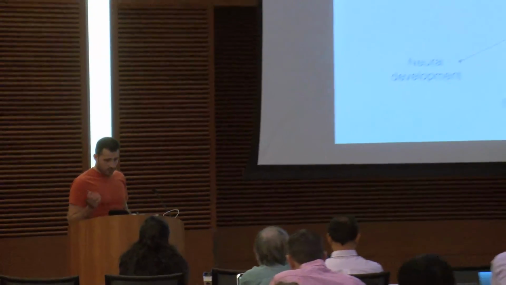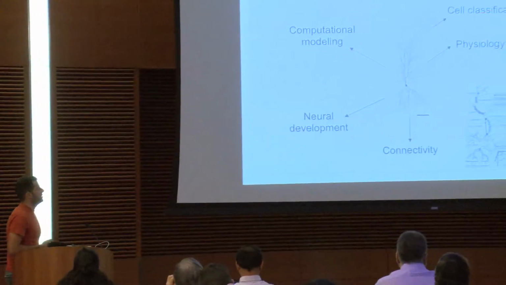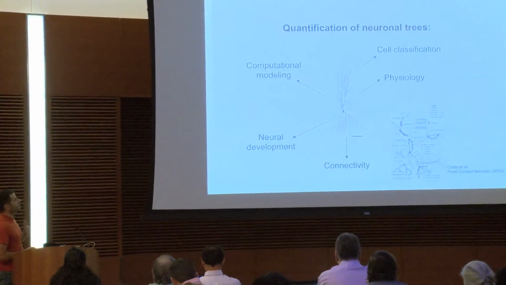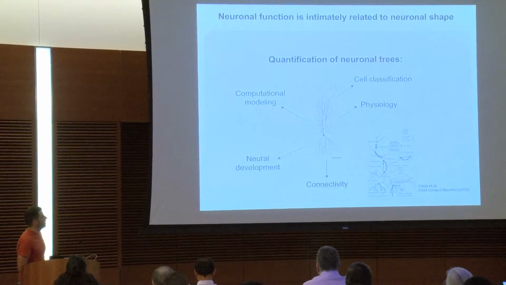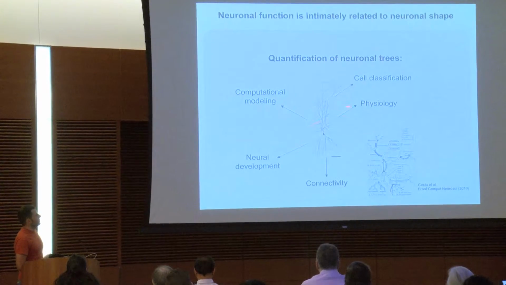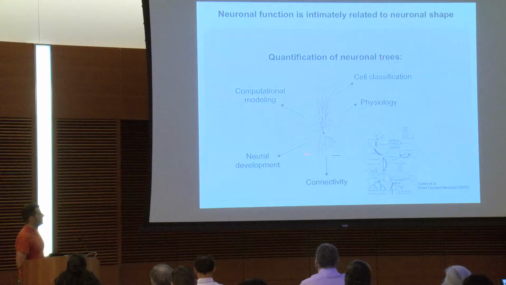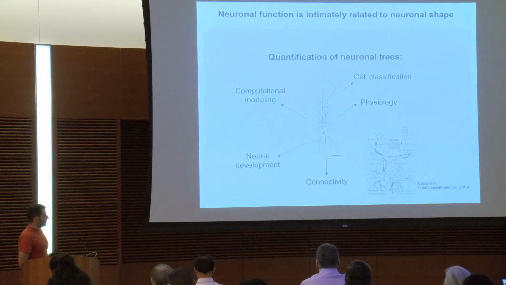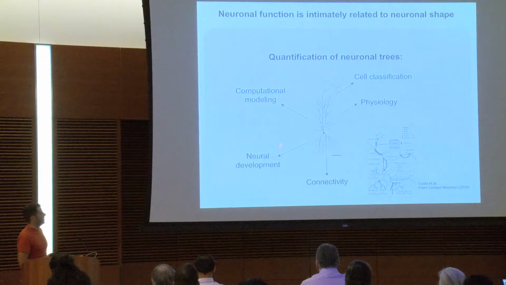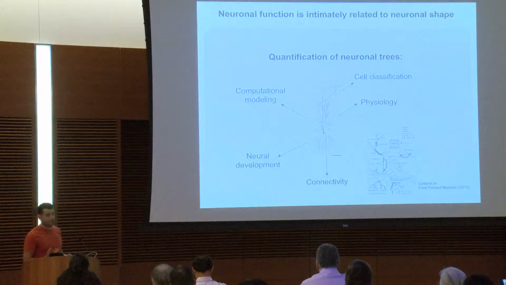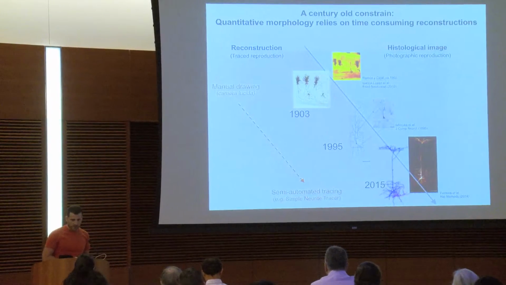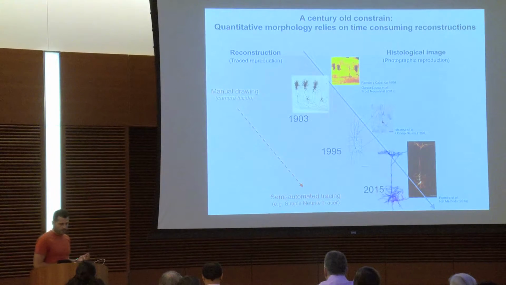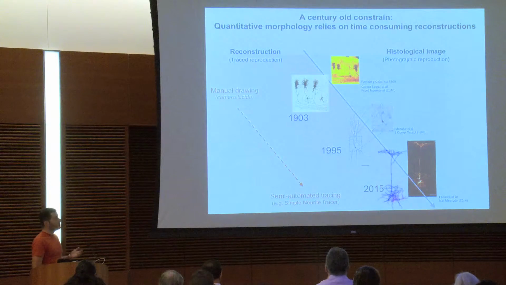Why is this important? As you all may know, neural function is intimately related to neuronal shape. So in order to understand how neurons work, one needs to be able to quantify their anatomy. The anatomy of neurons is critical for classification of neurons, to understand their physiology, their connectivity, and neurodevelopment, which is mainly my area of expertise, and also for physiologists to establish computational models of neuronal function.